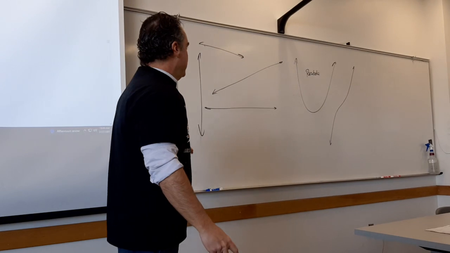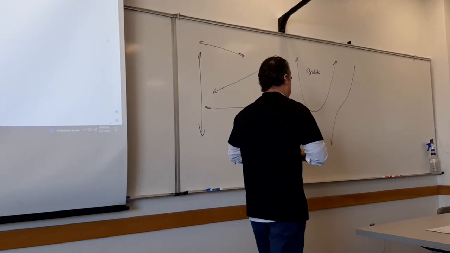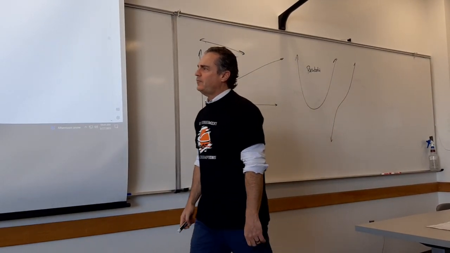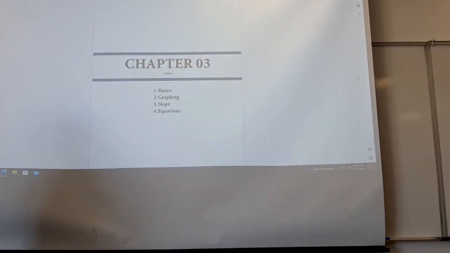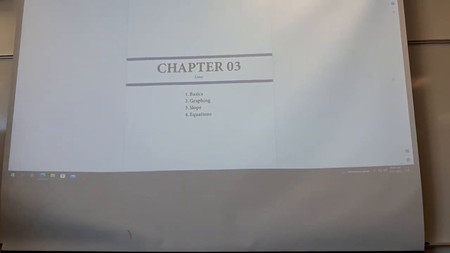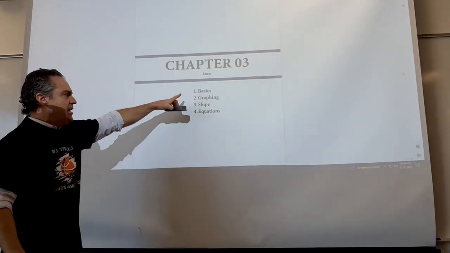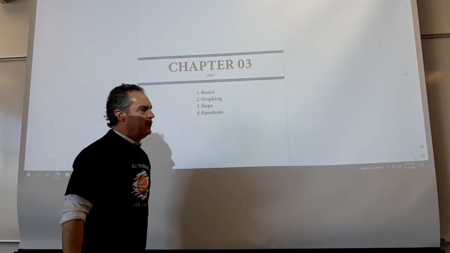And we're going to talk about their slopes and all that stuff another day, later this week. So this whole section is about lines. No other shapes, just lines. And we're going to talk about 4 things with lines: their basics, how to graph them, how to find their slope, and how to find their equations.